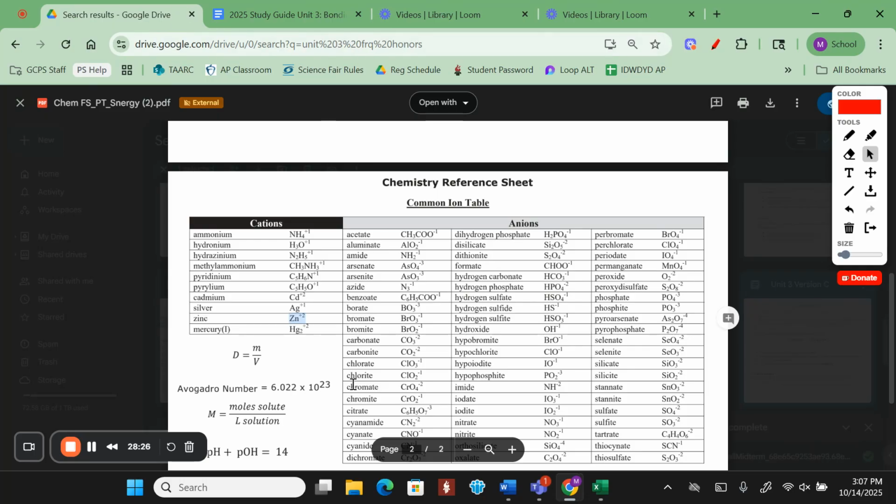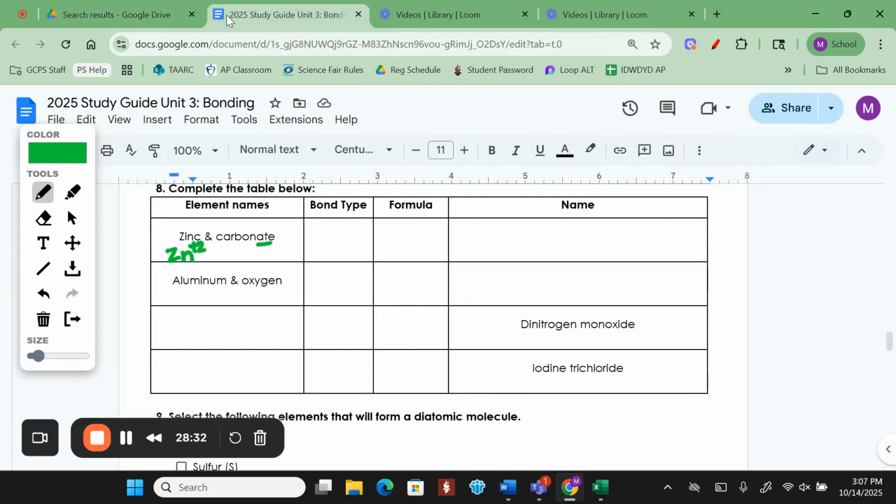Carbonate ends in ATE, so again, it's on the back of the periodic table in the C section. So if we look in the C section, we can see carbonate right here, and it has a formula of CO3 -2. So we're going to write that in. Because I have a positive charge and a negative charge, I know that this is an ionic bond. To figure out the formula, I'll put Zn +2, CO3 -2 beside each other.